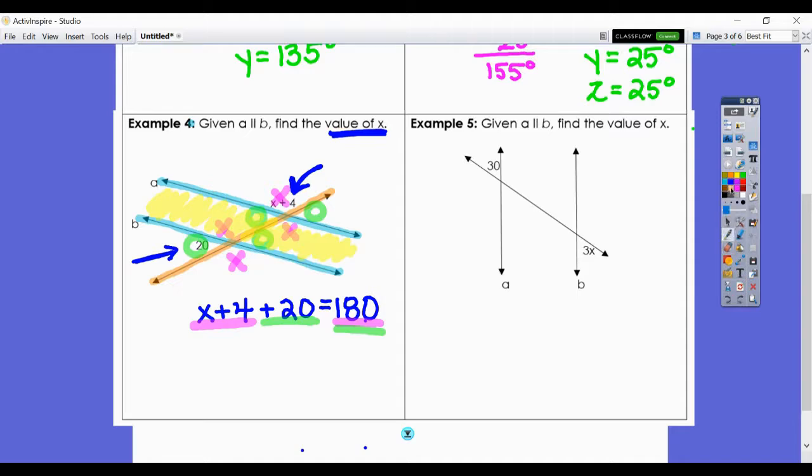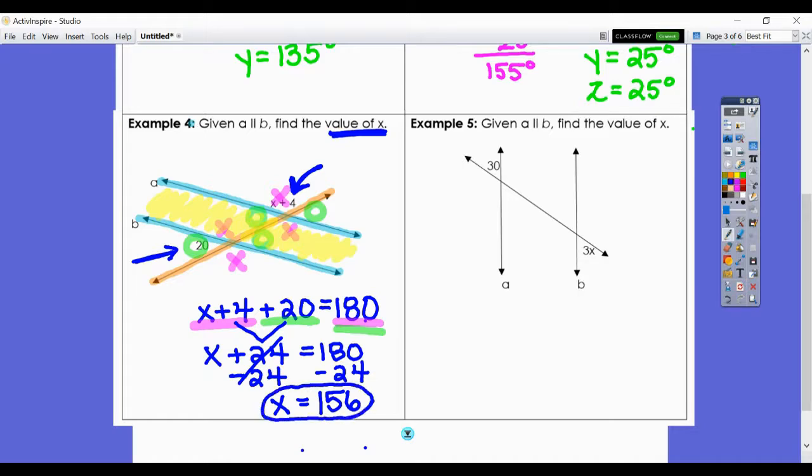Then I go ahead and solve this simple equation. Keep the X where it is, but since 4 and 20 are on the same side, I combine like terms. 4 plus 20 gets me 24. Keep that equals 180 for now. To get X all by itself, it's X plus 24, so I have to do the opposite, which is subtract. X is just left on that left side. And on my right side, the only thing that's left is 180 minus 24, which is going to be 156. So X in this case will be 156. That's the value of X for example number 4.